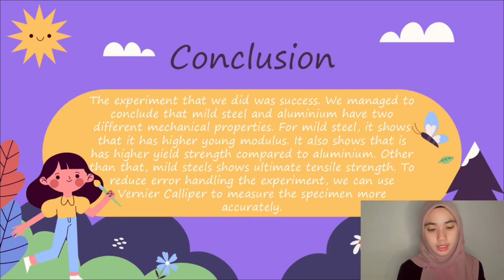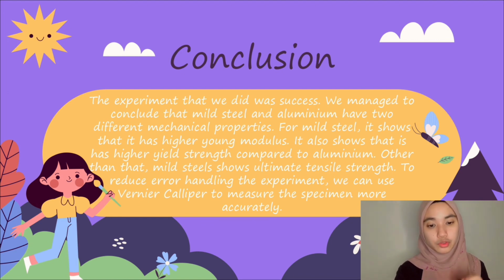As a conclusion, the experiment that we did was a success. We managed to conclude that mild steel and aluminium have two different mechanical properties. Mild steel shows a higher Young's modulus. It also shows a higher yield strength compared to aluminium. Other than that, mild steel shows ultimate tensile strength.